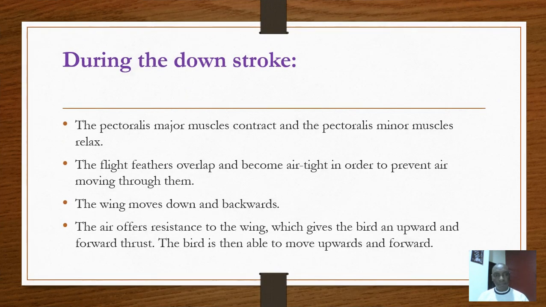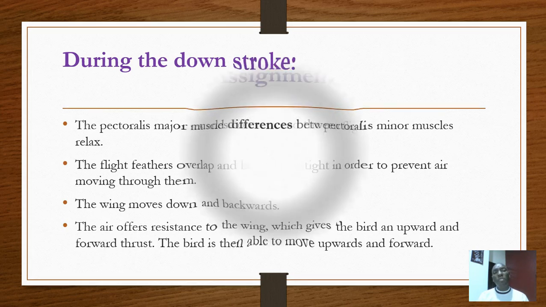So today, we have looked at flight in insects, direct and indirect. We have seen flight in birds, whereby in birds it is either by gliding, soaring, or flapping. We have seen that flapping occurs under upstroke and downstroke, just like we saw in insects.